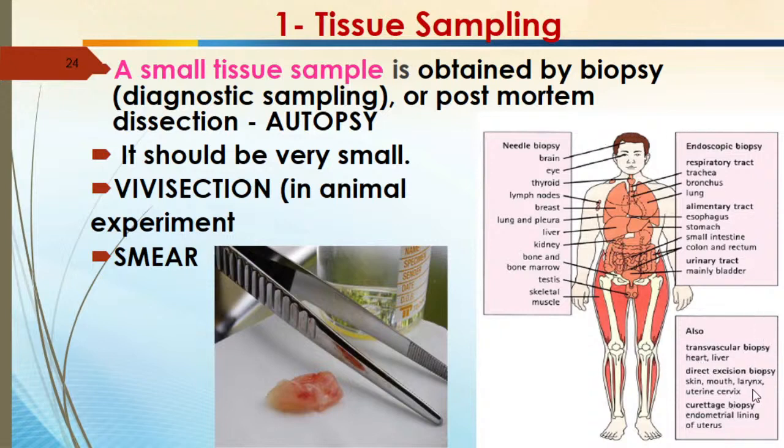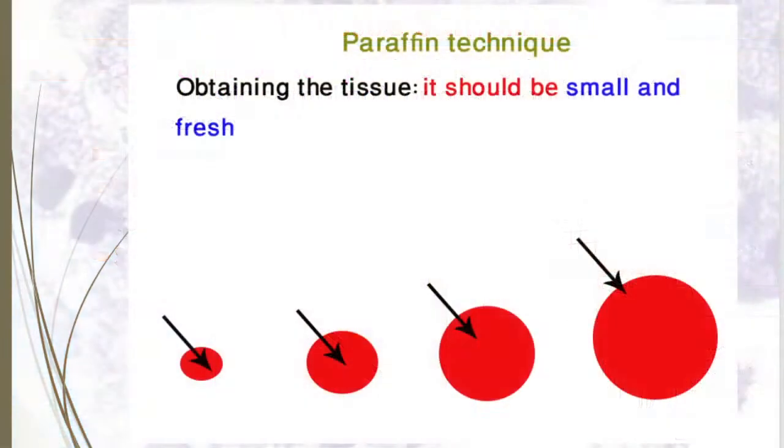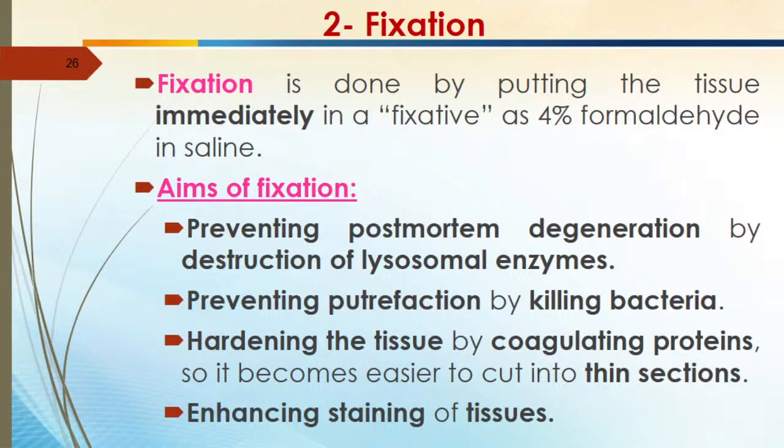And after that, we have to put this tissue sample into a special fixating substance. For example, fixation is done by putting the tissue immediately in a fixative, 4% formaldehyde in saline, which is now 10% formalin.